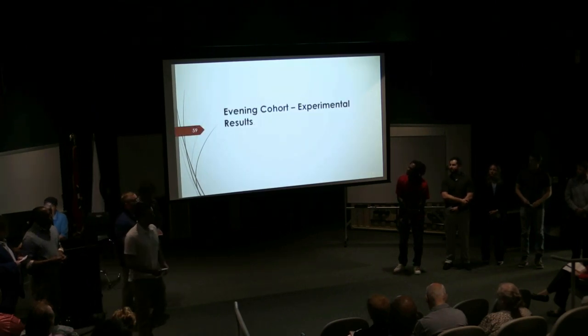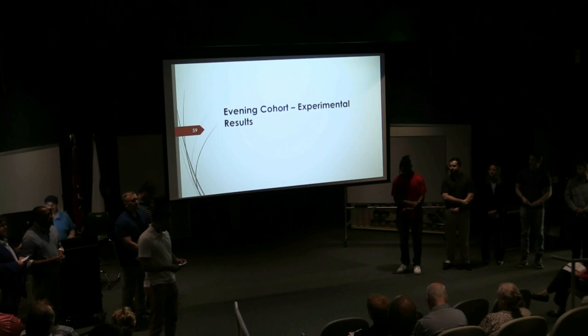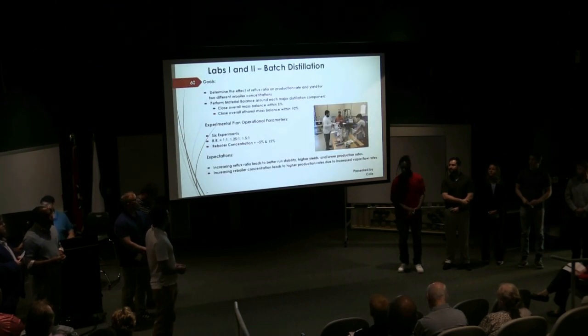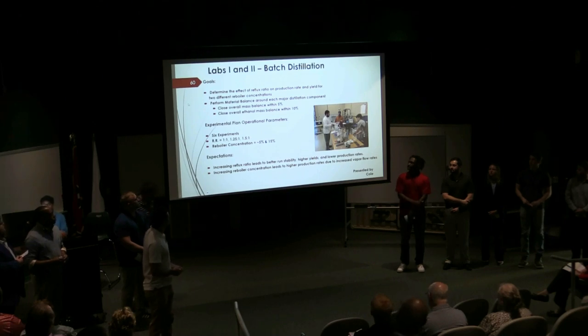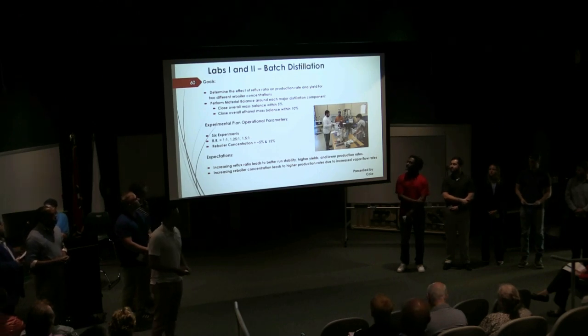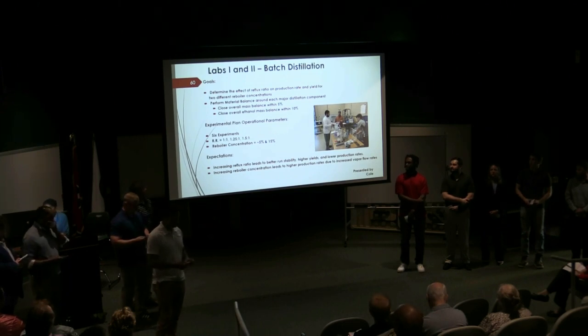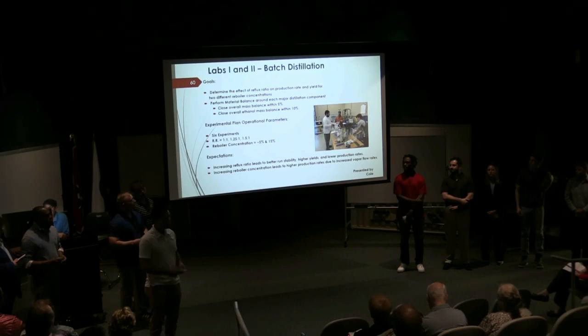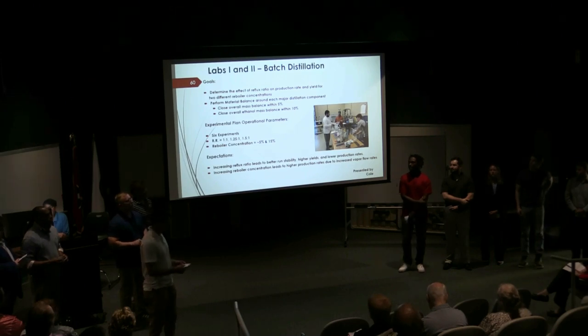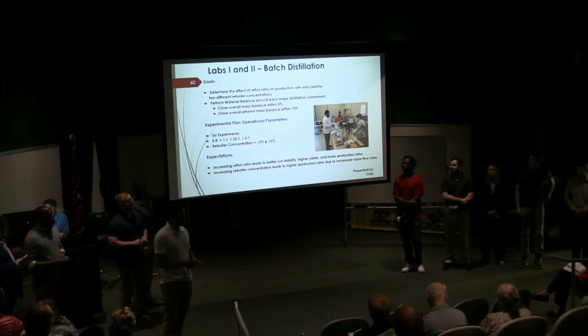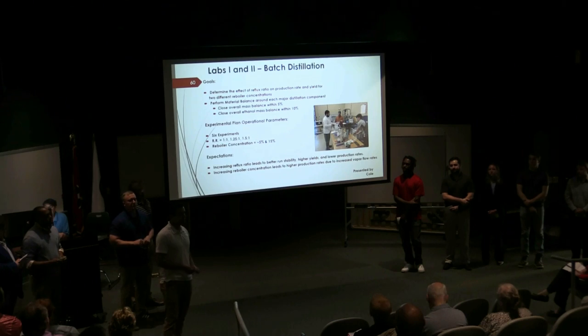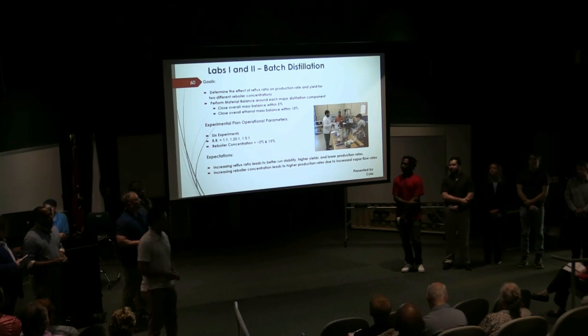So here's our experimental results for the heating cohort. For labs 1 and 2, we ran our distillation column in batch mode, and our goals were to determine the effects of reflux ratio on production rate and yield for 2 different reboiler concentrations. We also wanted to perform a material balance on each major component of the system, and we wanted to close our overall material balance within 5% and our ethanol material balance within 10%.